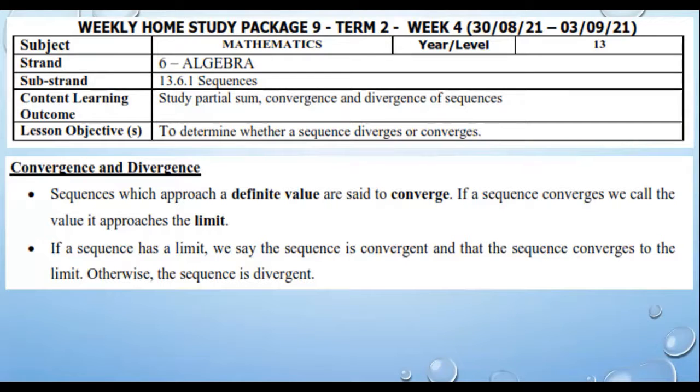And if the sequence has a limit, we say the sequence is convergent, and the sequence converges to the limit. Otherwise, the sequence is divergent, meaning if the answer is infinity, then the sequence is divergent. Positive infinity or negative infinity, the sequence is divergent. That's the difference. So we'll look at some examples.